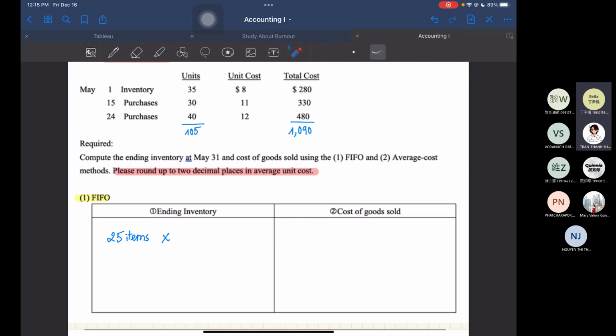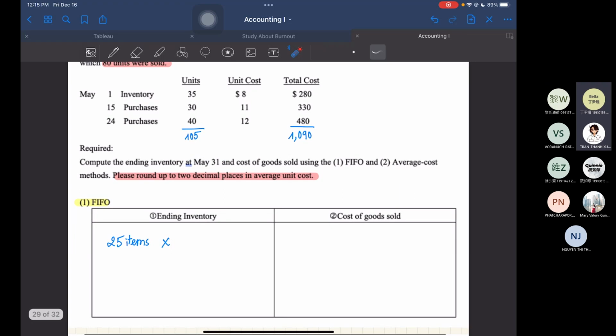Okay, let's explain it again. In FIFO, in order to calculate the cost of goods sold, you need to use first in, first out. But in ending inventory, you must reverse the order. You must use the latest one, right?